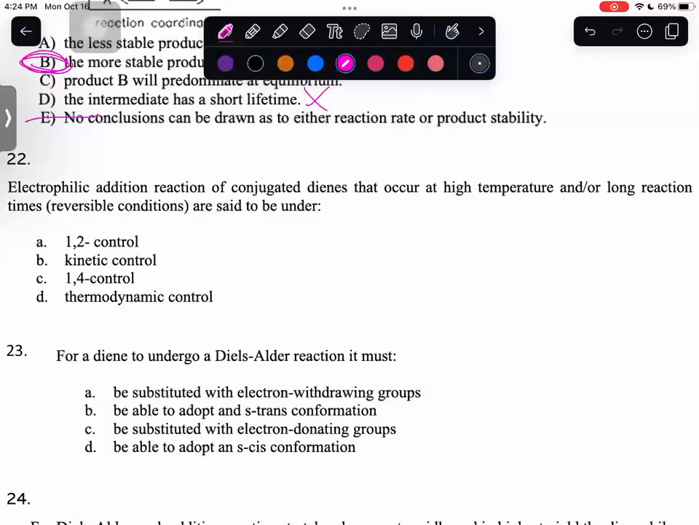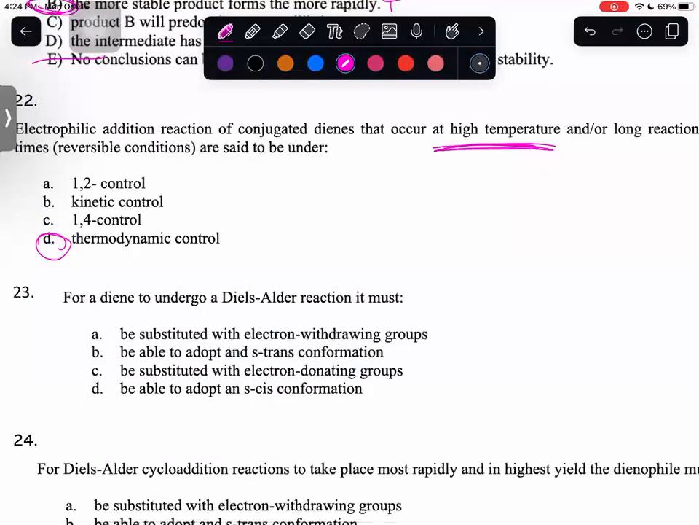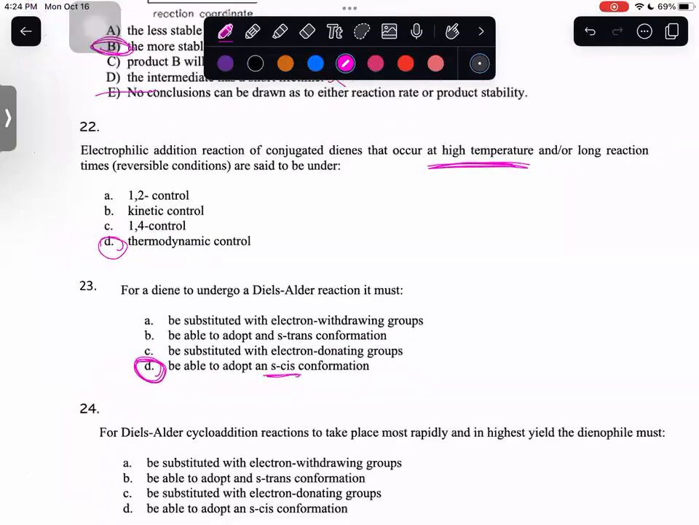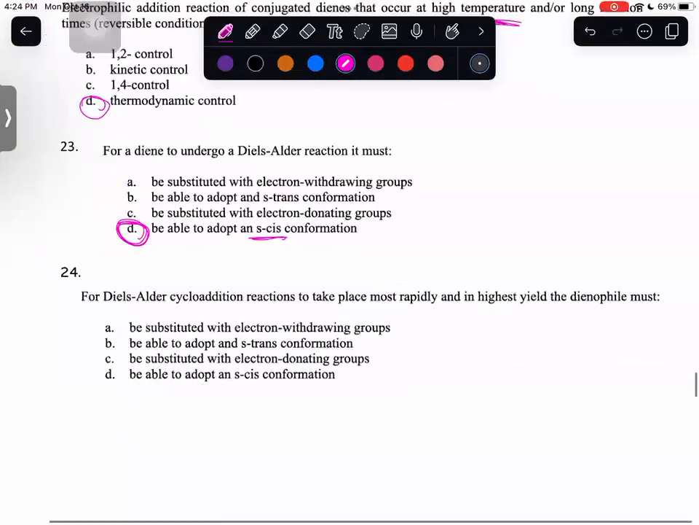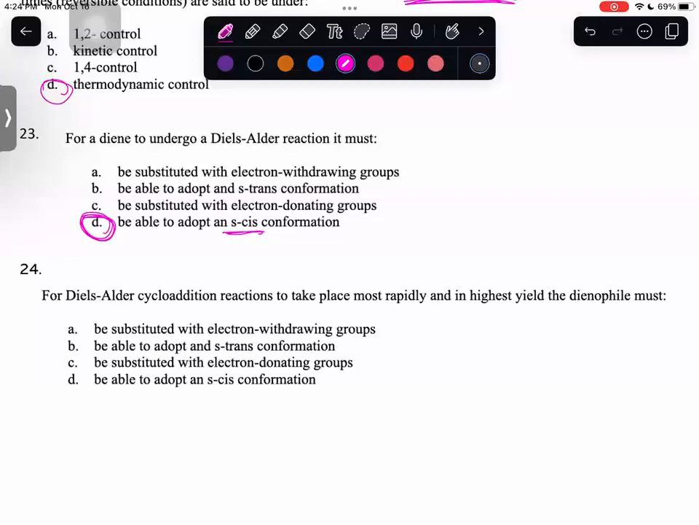Okay. Did we get an answer for question 22? What's the answer? Beautiful. You guys are absolutely correct. It says that it's at high temperature. Now, for question 23, what's the answer? Exactly. It has to be in the S-cis conformation. Okay, 24.